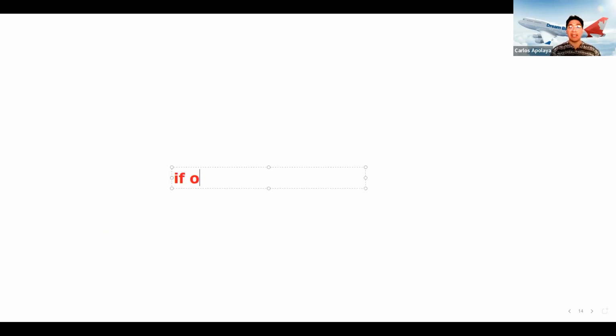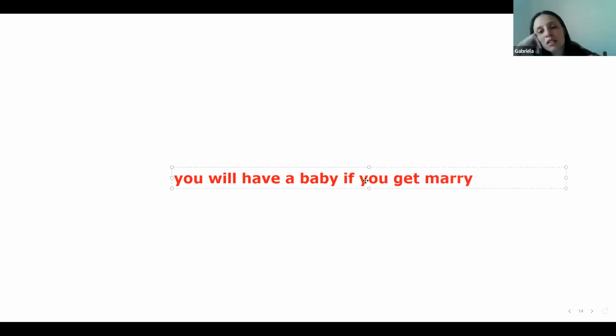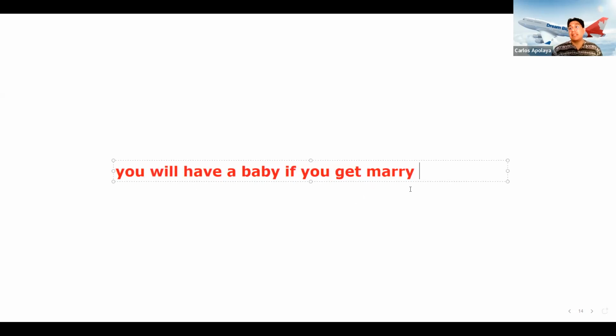You will have a baby if you get married. ¿Qué dice allí? Tú tendrás un bebé si tú te casas. Tendrás un bebé si te casas. Solamente si pasa. Solamente tendrás un bebé si te casas, ¿sí o no? Según el ejemplo, tendrás un bebé si te casas.